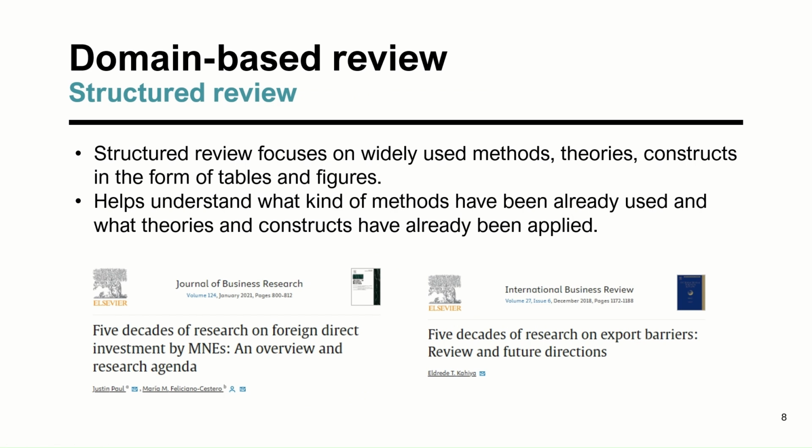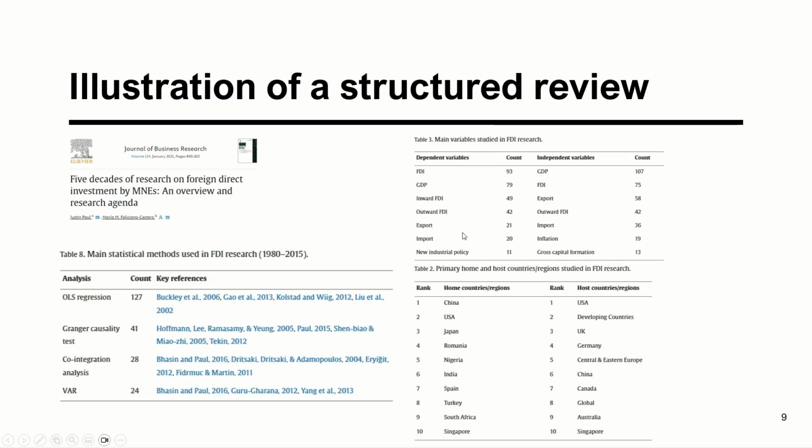Now, domain-based reviews, right? Something called a structured review, where the focus is on the widely used methods, theories, constructs. This is where you will find these kind of reviews, structured reviews. You'll find a lot of tables and content that's organized across these reviews. Because if you look at some of these examples, you will see that, okay, OLS regression, there are 127 instances of OLS regression used in the papers. These are some of the key references.